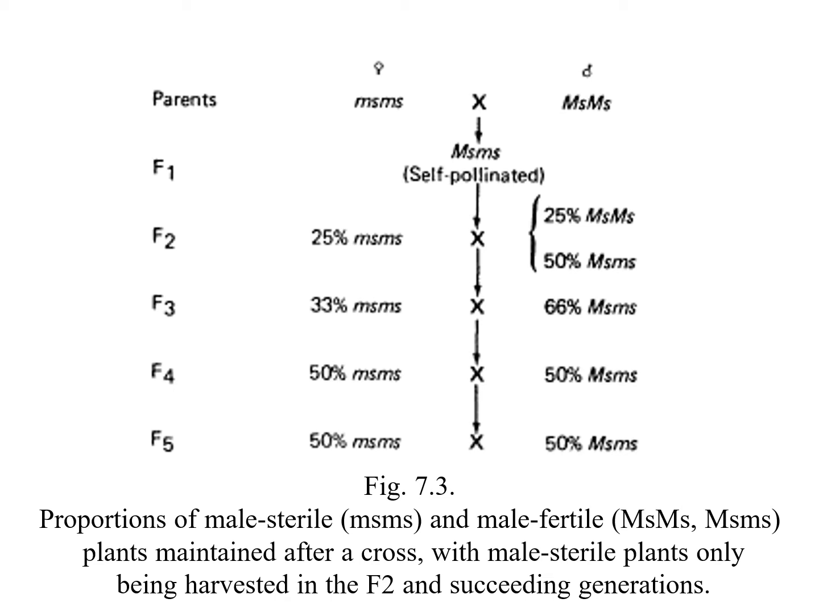And if we calculate the allele ratio, we can find that the MS capital to the MS small will be 33% to 66%. So the pollen source genotypes will determine the next generation ratio.